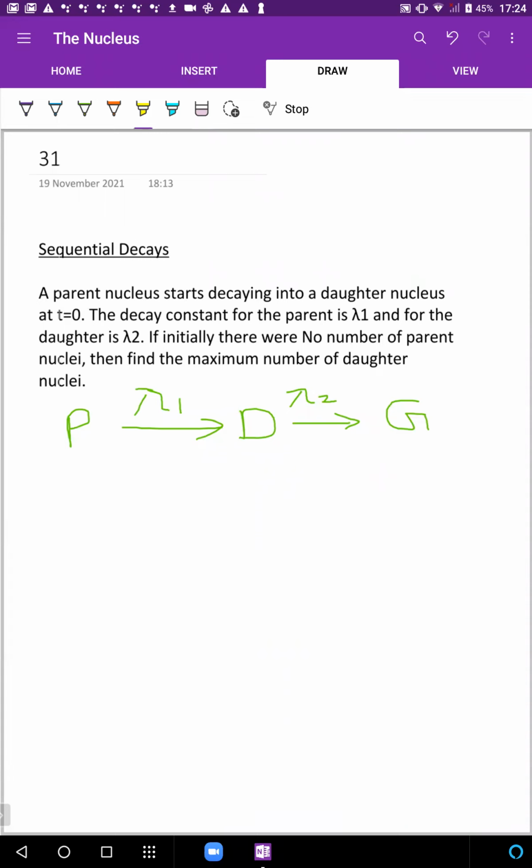Apply the maxima concept here. When I ask you to find the maximum number of daughter nuclei, at the maxima the rate of change, the derivative of the number of nuclei with respect to time, should be 0. That's your hint.